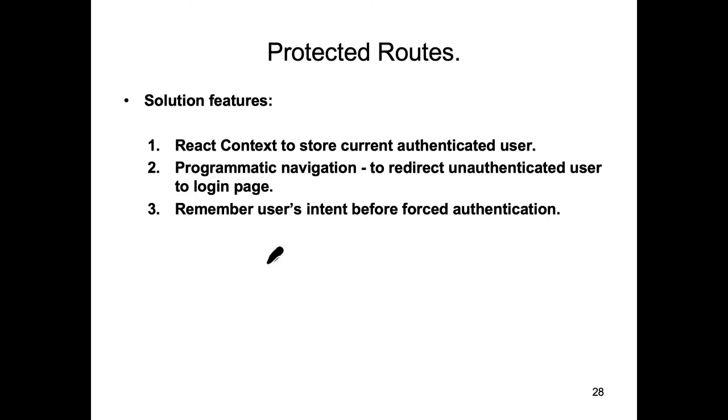Number two, we're going to need to have programmatic navigation. There's two use cases for programmatic navigation. We want to be able to redirect the user to the login page when they try and access a protected route when they haven't authenticated. And I think we also use programmatic navigation when we send them back to the home page once they click the sign out button. And we know how to do the second of those two. Number three then is this idea of how the app will remember where the user was trying to go before they were forced to log in.